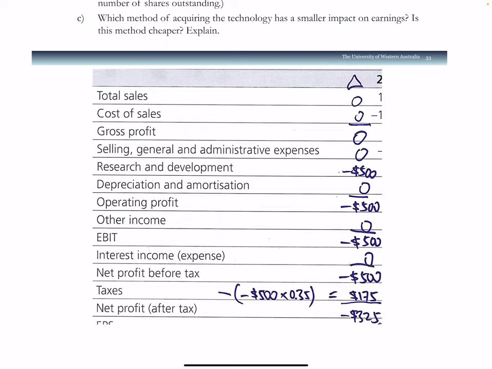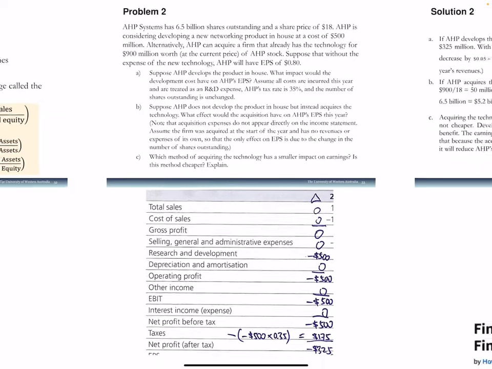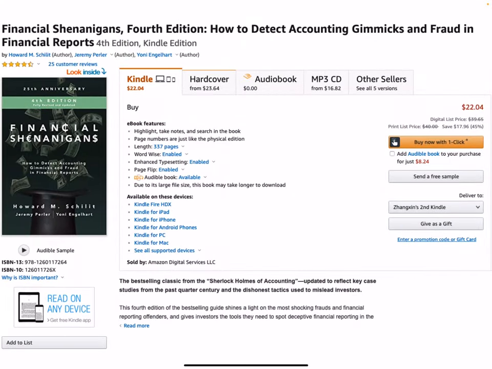All right. So this is a very important question. By the way, reading all these accounting statements can be great fun. And here's a great example by Schilit, Perler and Engelhardt. This is a great book. If you need motivation to master your accounting units, this is the book that you should at least borrow from somewhere, from the library. Financial Shenanigans, 4th edition. How to Detect Accounting Gimmicks and Fraud in Financial Reports. I read the 3rd edition quite a few years ago, and I highly recommend this one.